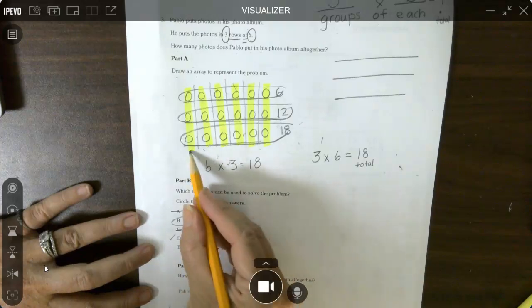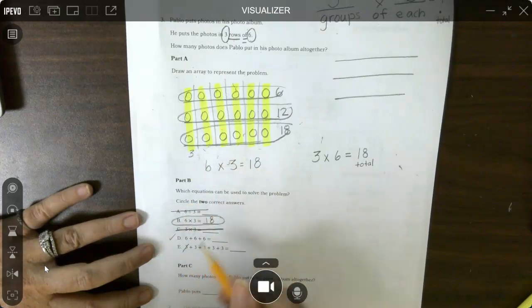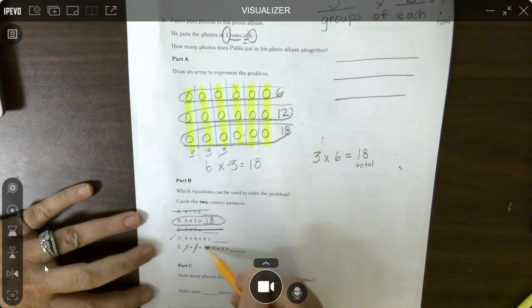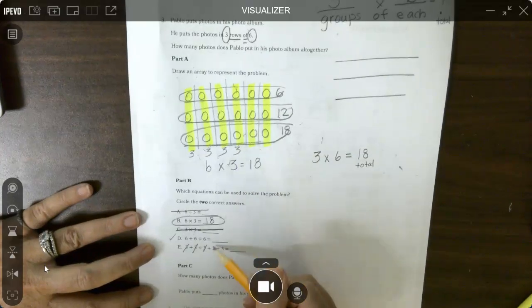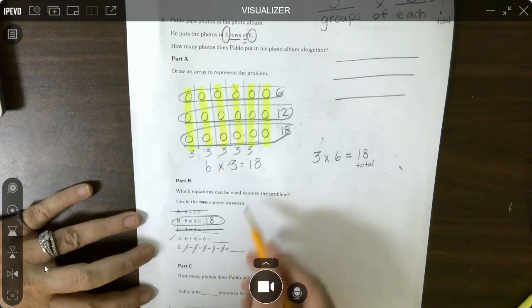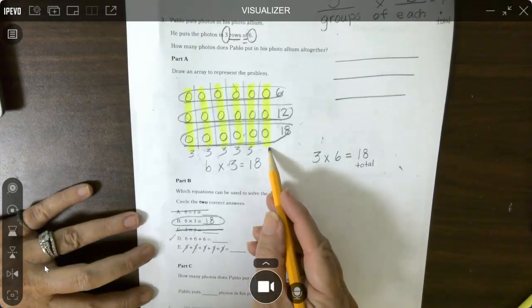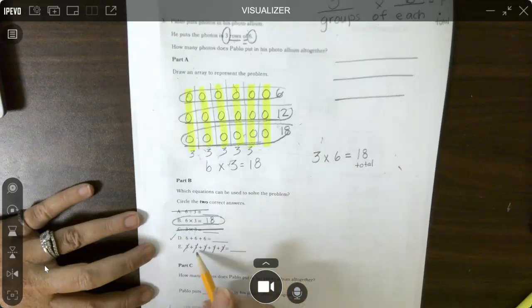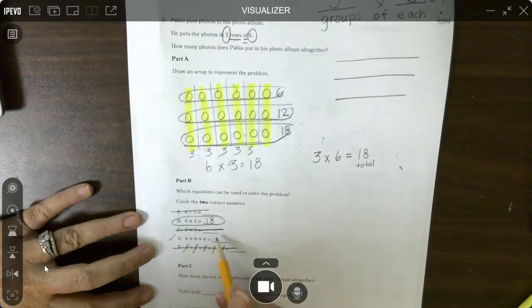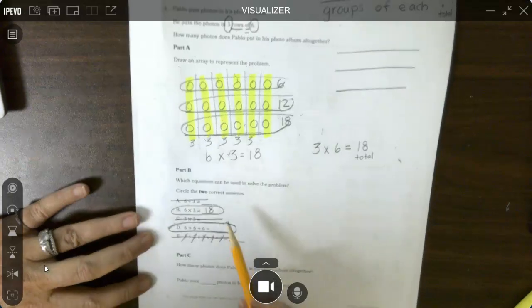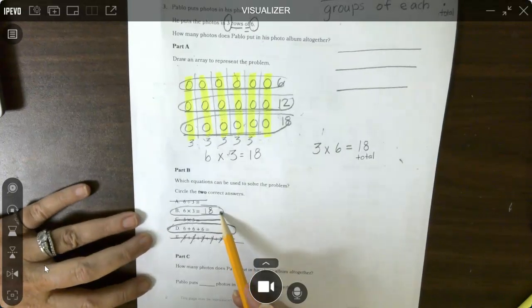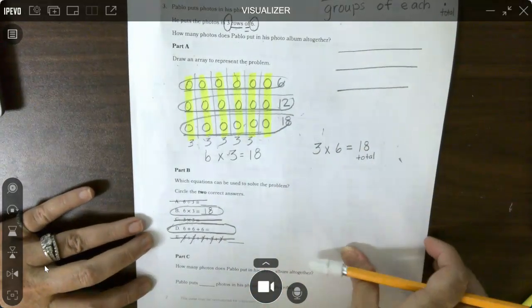This one says 3 plus 3 plus 3 plus 3 plus 3. When I look at this, I don't have the 6th group of 3 things. So this answer is not correct either. The 2 choices were a flip-flop fact or commutative property for multiplication and a repeated addition that represent this picture.